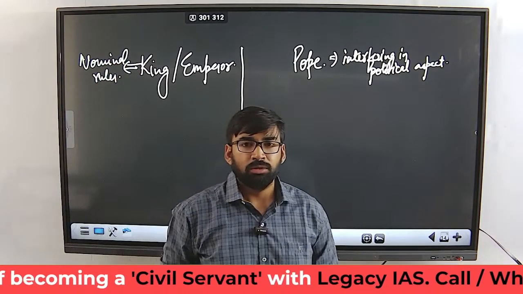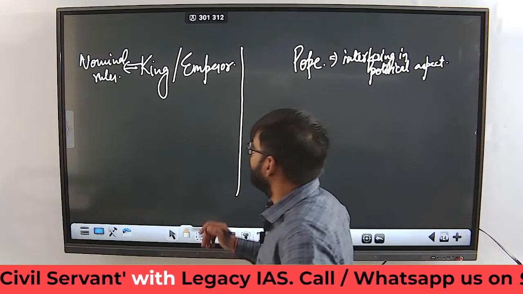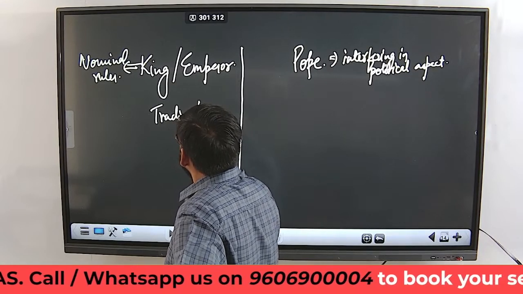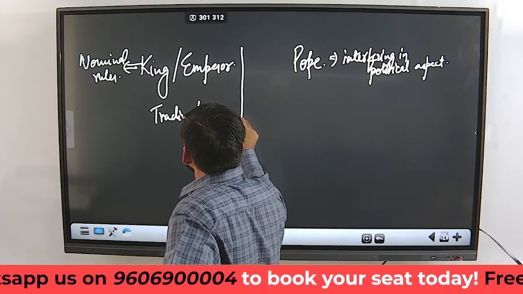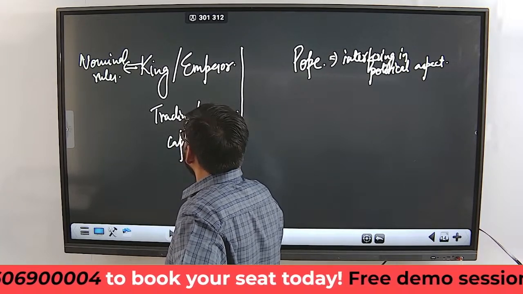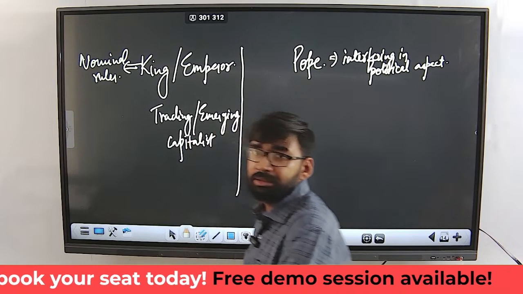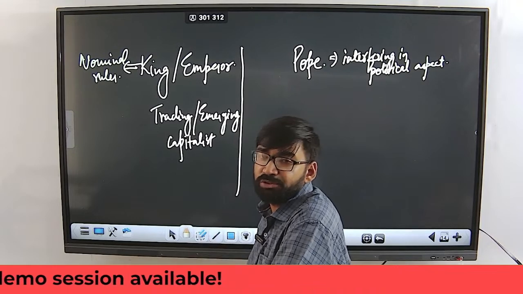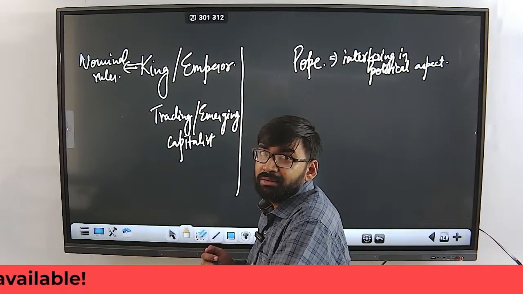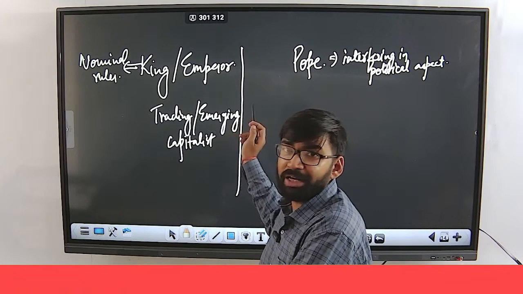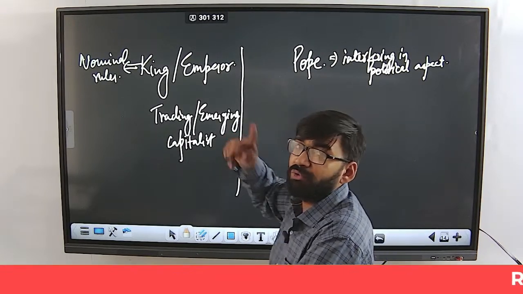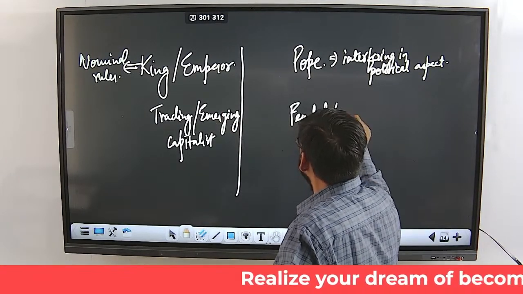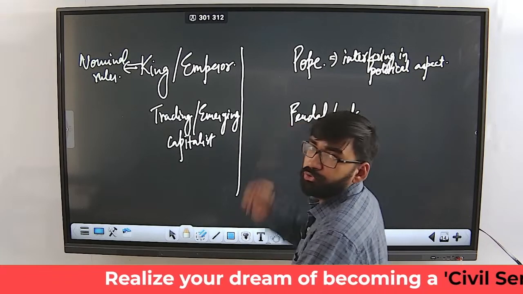Getting my point? Another class which started emerging, that is trading class or emerging capitalist class. Clear? Now they wanted to liberate serfs, that means slaves, for their factories. So they wanted to liberate serfs, okay, and serfs were working for feudal lords, so they were against feudal lords.